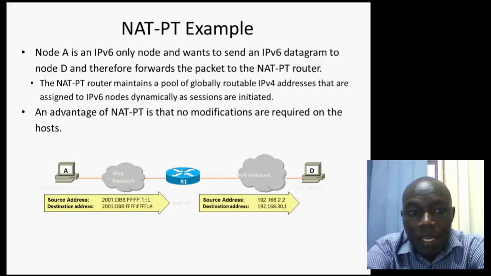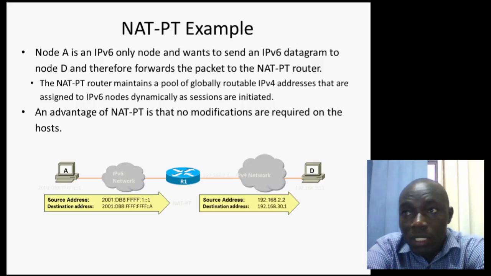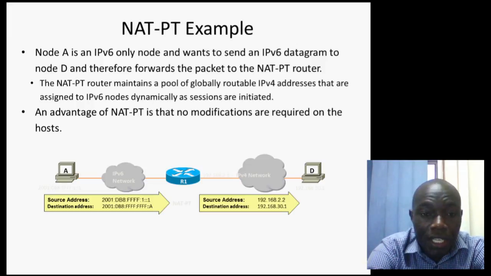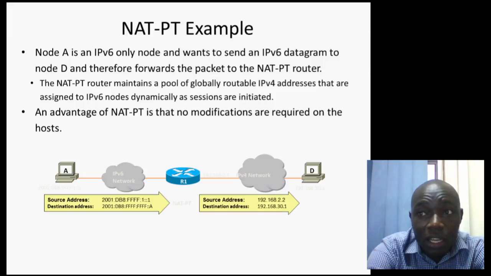So there's an example there for NAT-PT. You can notice that node A is an IP version 6 only node that wants to send an IP version 6 datagram to node D, and therefore forwards the packet to a NAT-PT router.